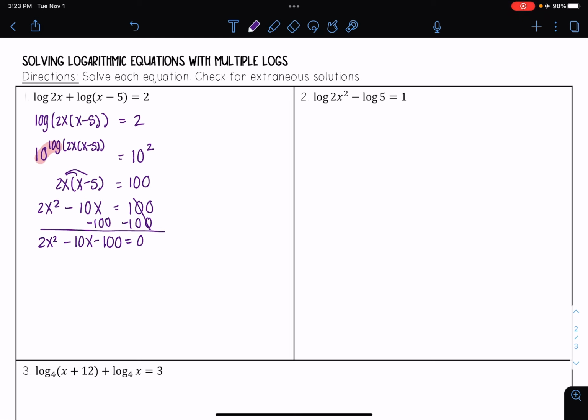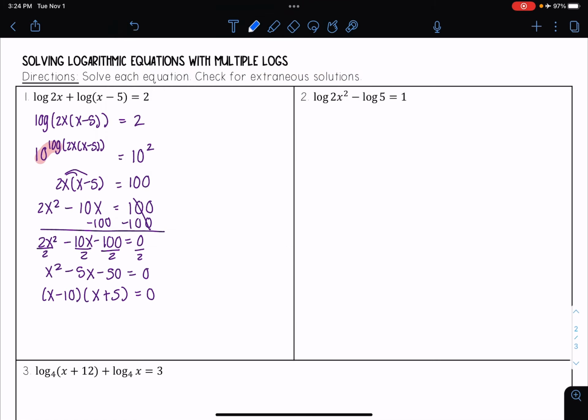And I'm going to go ahead and factor this, but first I see there is a GCF of 2, so I'm going to divide everything by 2 just to make this a little simpler for me. And so I have x squared minus 5x minus 50 is equal to 0. And now I need to factor this. And so I'm looking for 2 numbers that multiply to -50 and add to -5. And I find that's going to be -10 and +5. -10 times 5, I get -50. -10 plus 5, I get -5.